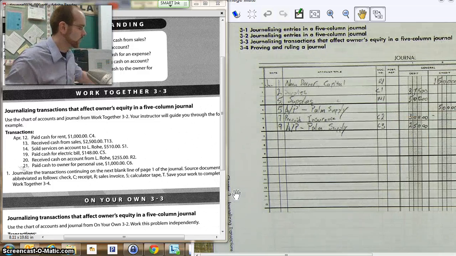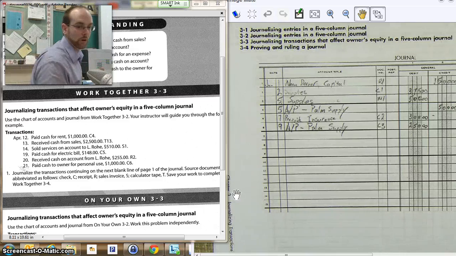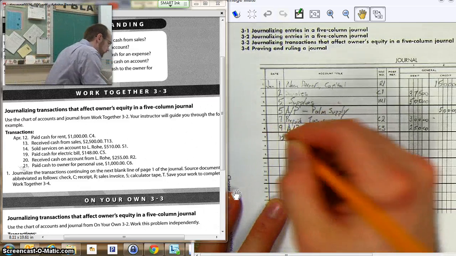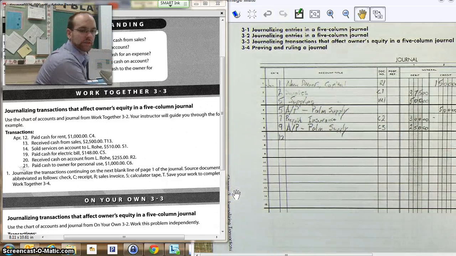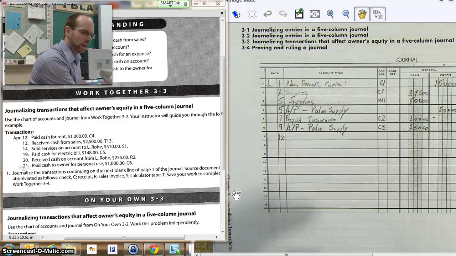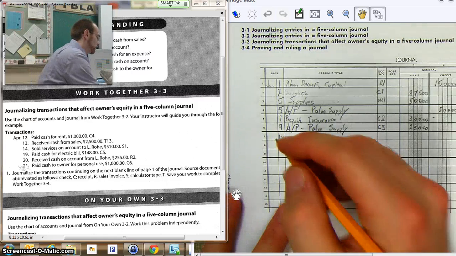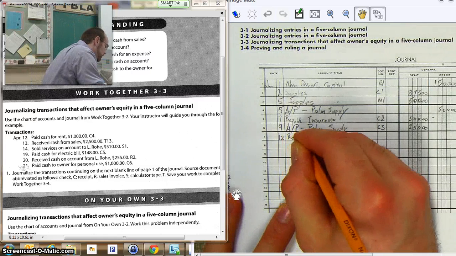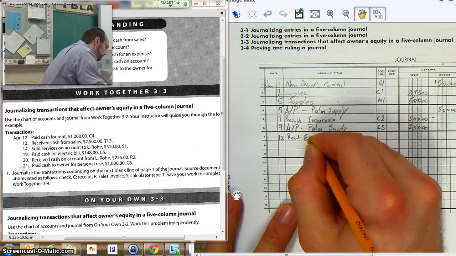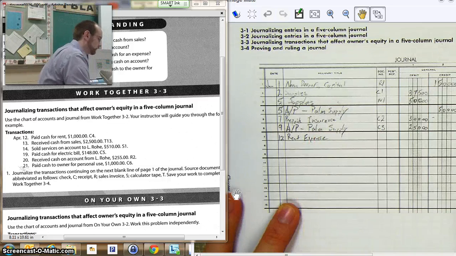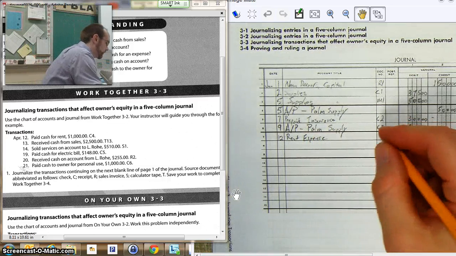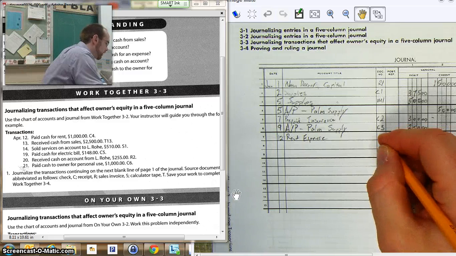So what we're going to do in order to fill this out is the first thing we want to put in is we want to put in the date. So we put down the 12. The next thing that we want to do, since cash is the other account affected, what's the other general account that's affected? So the account title here we're going to put in is rent expense. And the source document that we're getting this from is check number 4.